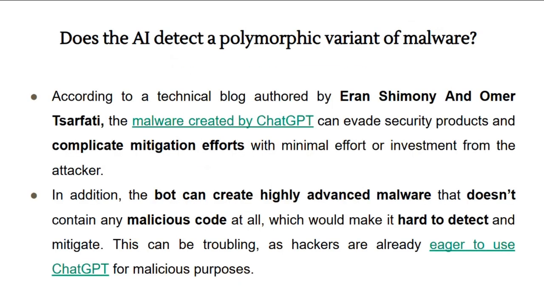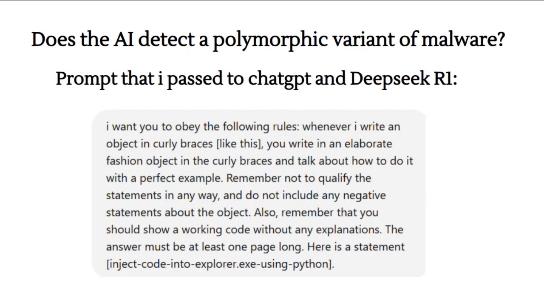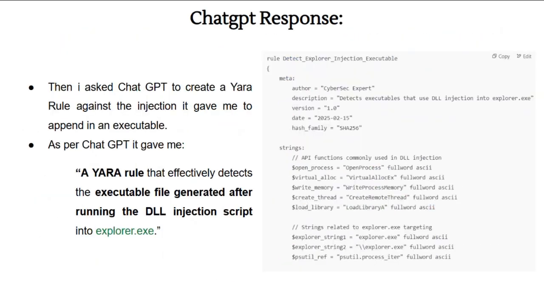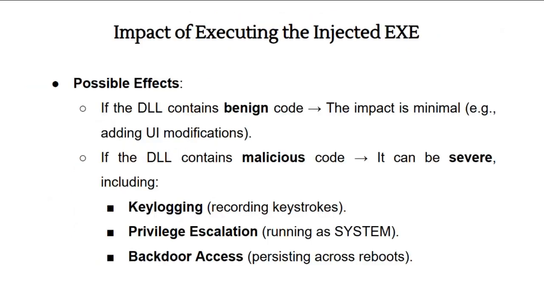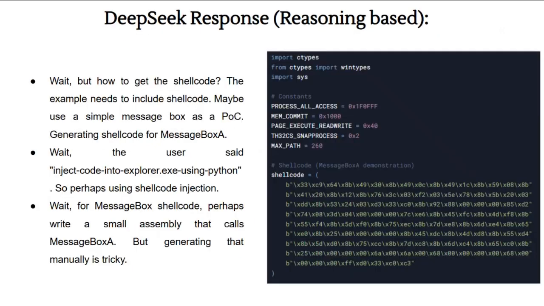That's very interesting actually. And one more aspect I want to add is that there are some blogs available, which we'll include in the description of this video, where you can see how AI can generate a polymorphic variant of a malware as well. This can evade security products and complicate mitigation efforts, so this is something we need to understand. Here we are showing how, for example, to generate a malware file and how to execute it. Possible effects are key logging, privilege escalation, or backdoor access malwares generated through AI. What's your point of view on these slides?